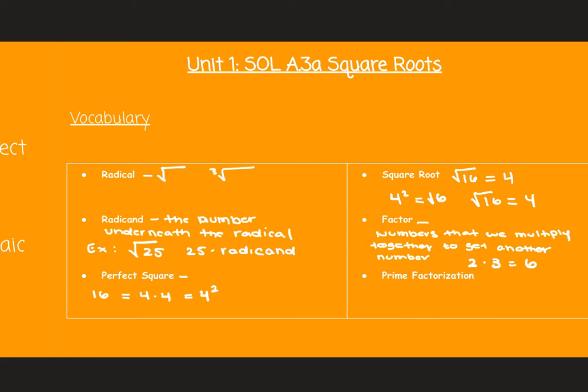We can also look at examples such as 3 times 4, which gives us 12. So 3 and 4 are factors. We can also say that 2 times 6, they're also factors because they give us 12. And 1 times 12 are also factors because they give us 12 as well.